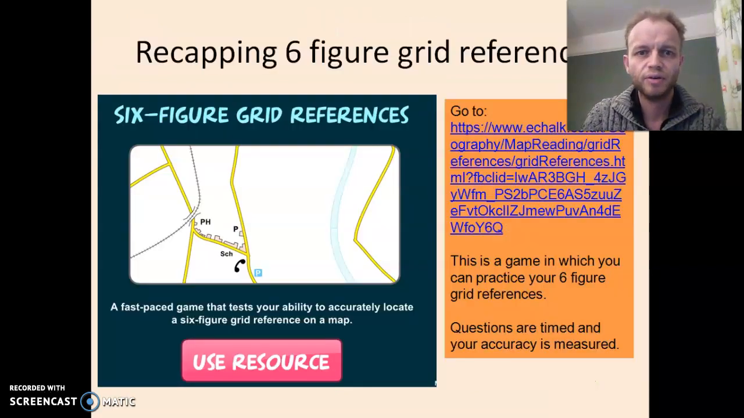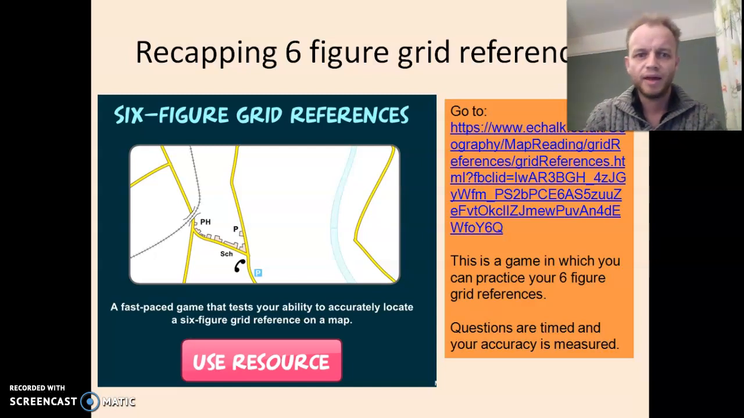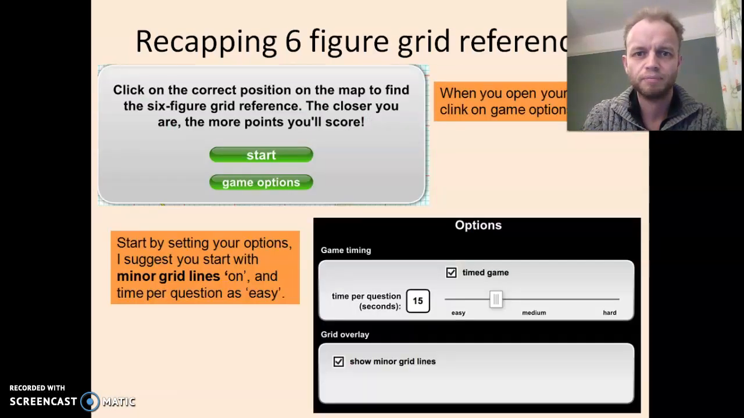Okay, well done everyone. So the other thing you guys said was tricky was six-figure grid references. So there's a game here I want you to play, and it involves you having a go at six-figure grid references under time conditions. Okay, it judges how accurate you are, and you can keep going through, make the game really easy or make it more challenging depending on what you want to do and how confident you are. Okay, so go to this resource. I'll put a link in on Class Charts for you, but go ahead and play the game. I'll talk you through how to do it to start off with.